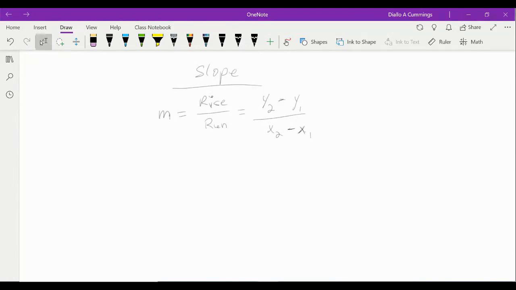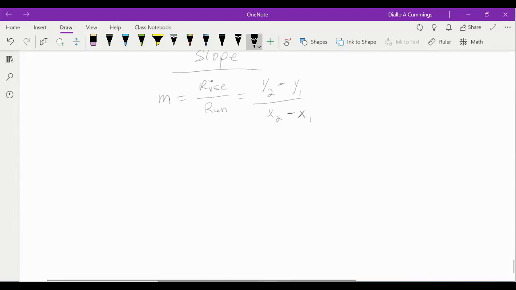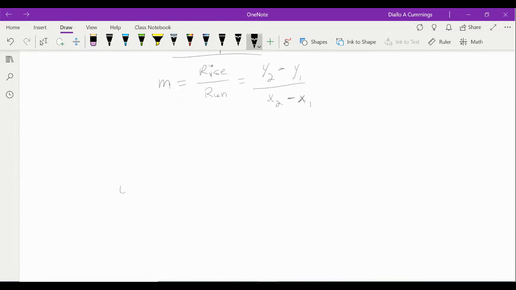We'll physically calculate a slope using the rise over the run, and then we'll use the formula y sub 2 minus y sub 1 over x sub 2 minus x sub 1. So let's take this first example. We're asked to find the slope.